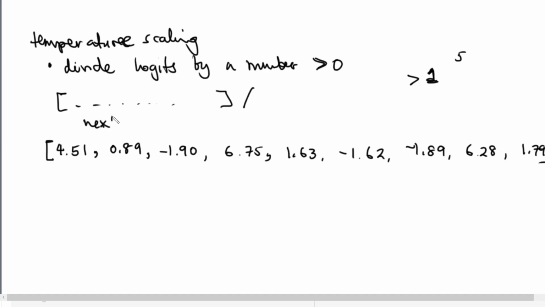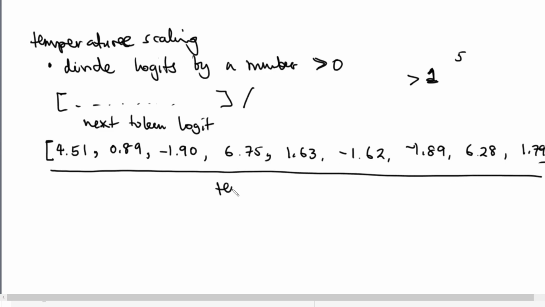These were the next token logits, and we chose this one here because that was the highest logit, or when we put softmax, gave us the highest probability. So now we want to divide this by a temperature value. If the temperature is greater than 1, e.g., if our temperature is 5, we're going to do 4.51 divided by 5, and this divided by 5.